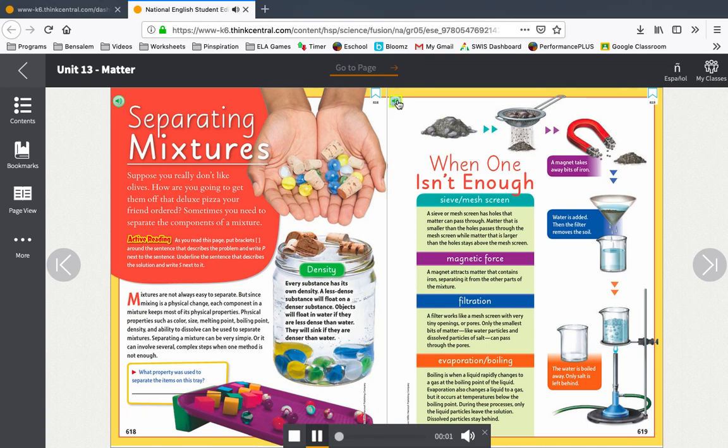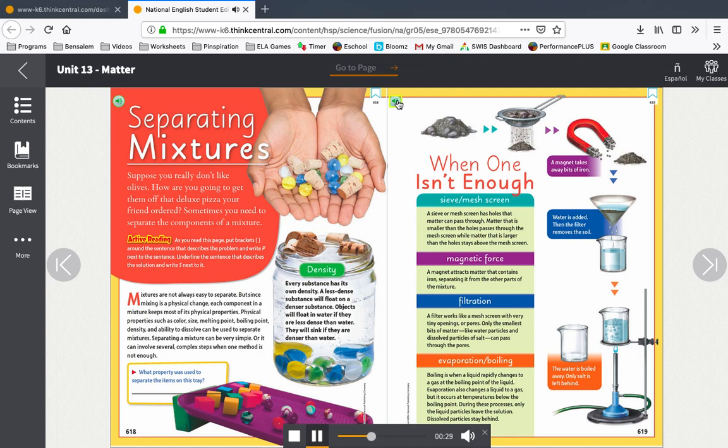When one isn't enough. Sieve, mesh screen. A sieve or mesh screen has holes that matter can pass through. Matter that is smaller than the holes passes through the mesh screen, while matter that is larger than the holes stays above the mesh screen. Magnetic force. A magnet attracts matter that contains iron, separating it from the other parts of the mixture.